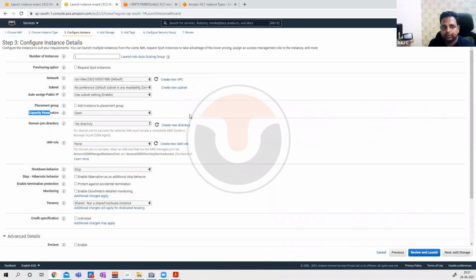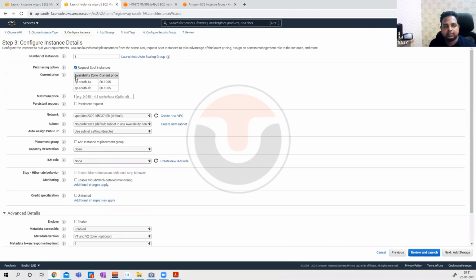When I come back to the other one, there is a purchasing option here, on step number 3. It says request spot instances. As you can see, in AP South 1A, the price is 0.05. What I can do is put a maximum price here, which is 0.11. That's it, a little higher than this, so the machine will be allocated.